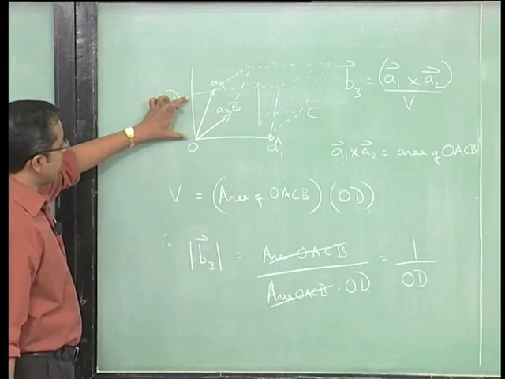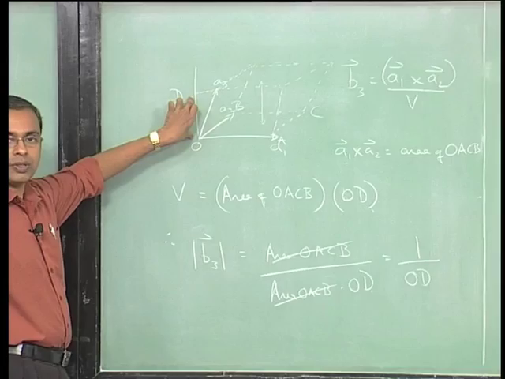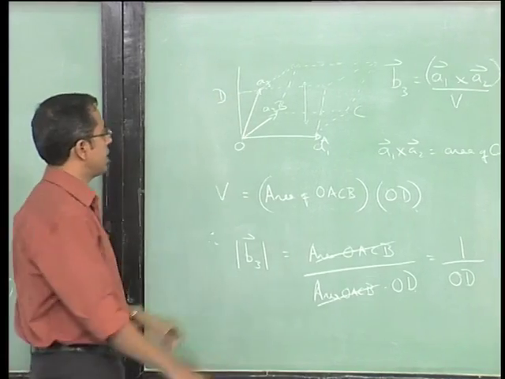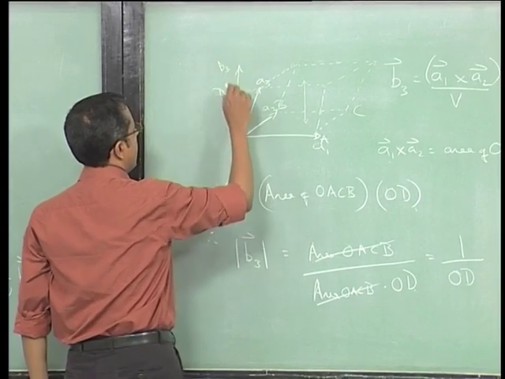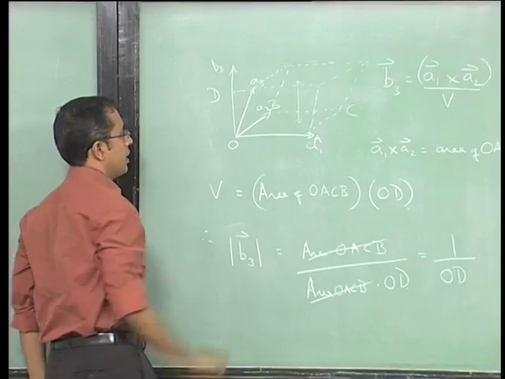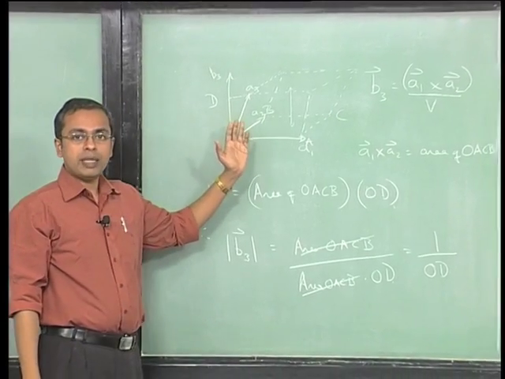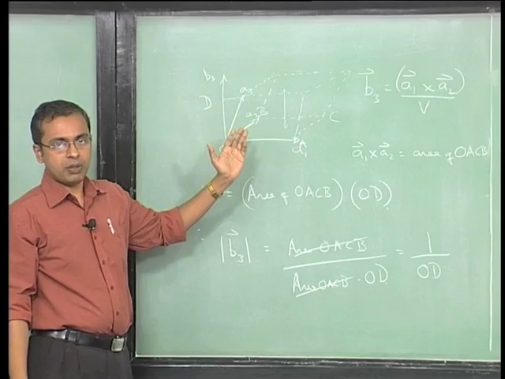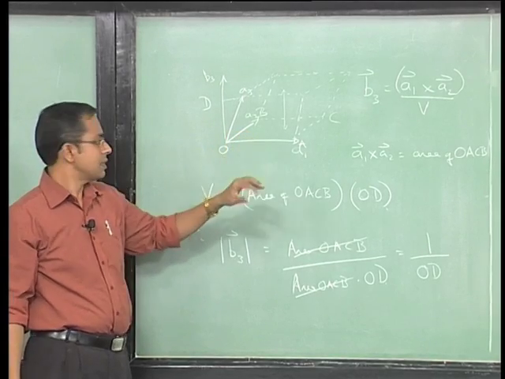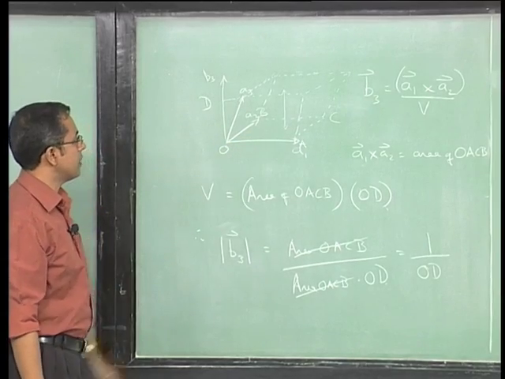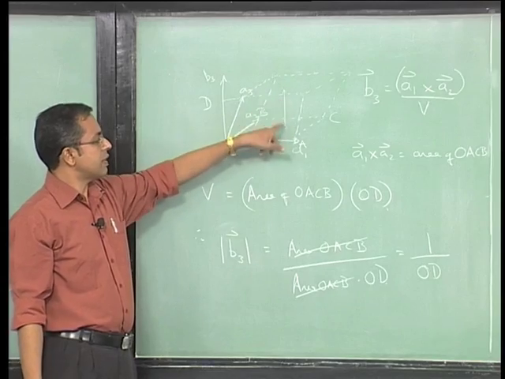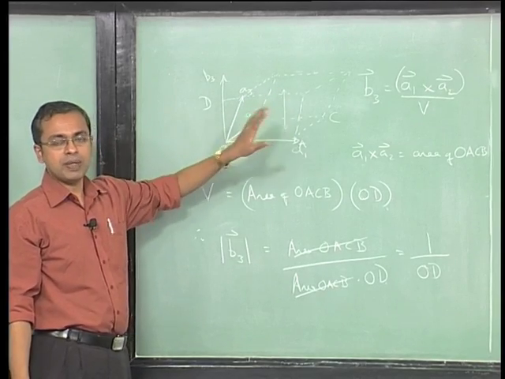So it is simply 1 by OD, okay. So that is the magnitude of B3. So B3 is in this direction and the magnitude of B3 is simply 1 by OD. What is 1 by OD? If you look at the conventional planes that we are looking at, if you look at the way we define planes, this is the 1 0 0 plane, okay. So if you look at the 1 0 0 plane, this is the D100 plane, it is the spacing between 1 0 0 planes.